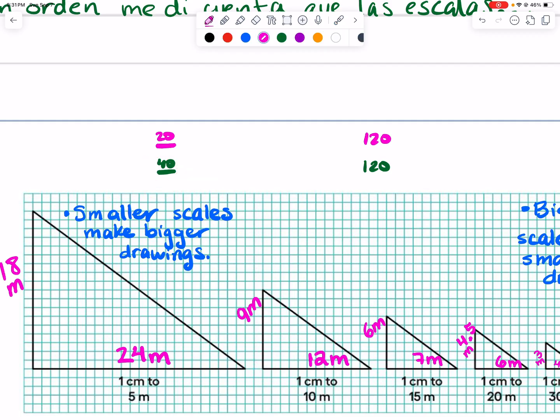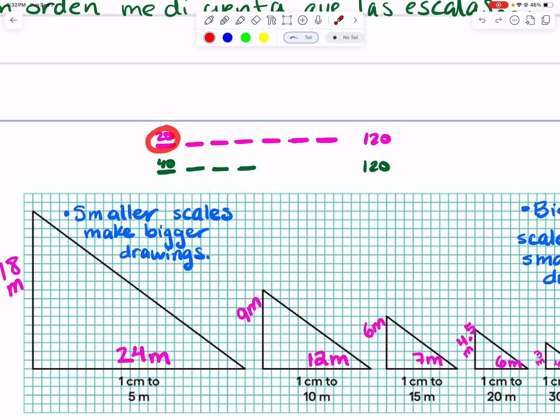Okay, let's go. So 20, 40, 60, 80, 100, 120. Each line is worth 20, and I just got to 120. It took 6 lines. And now if you notice the green one, 40, 80, 120, it only took 3 lines. So if you have a bigger scale, more is placed in each of the blocks or lines or squares. You have more in each given line.